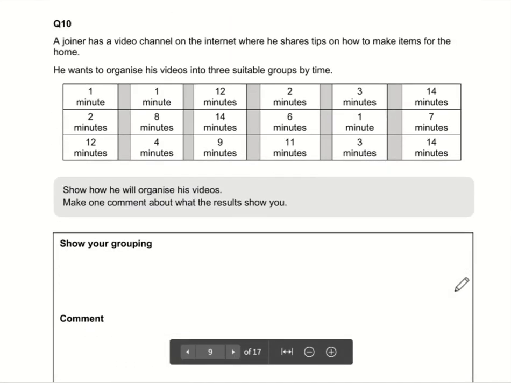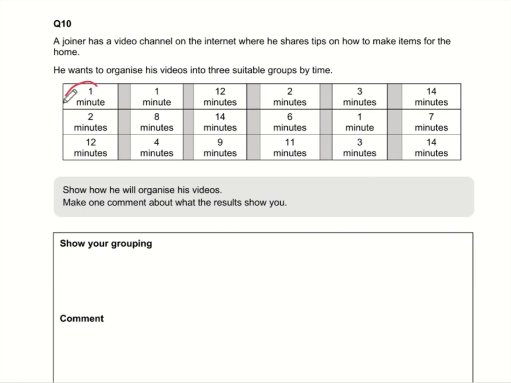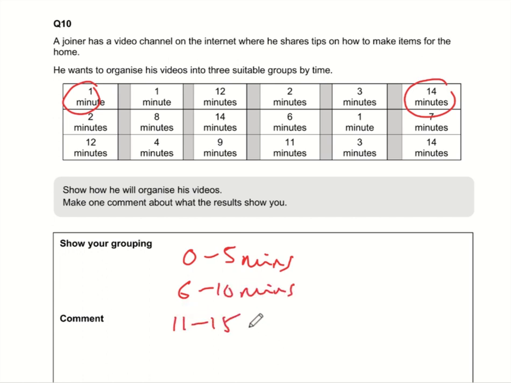And question number 10. So I'm looking at these times and I'm seeing a minimum of 1 and a maximum of 14. And we want to put them in 3 groups. Well, 14 divided by 3 can't be done easily, but 15 can. So what I'm going to do is put them into groups of 5 minutes. So 0 to 5 minutes, 6 to 10 minutes, and 11 to 15 minutes.